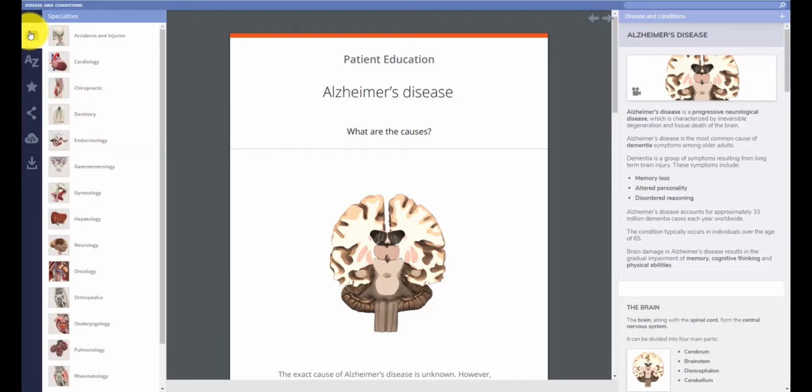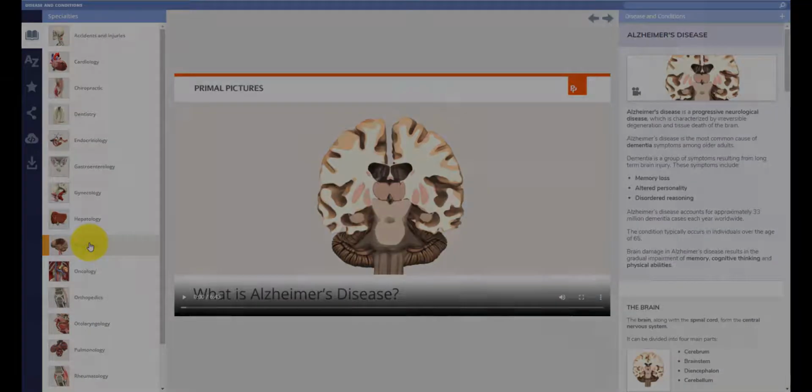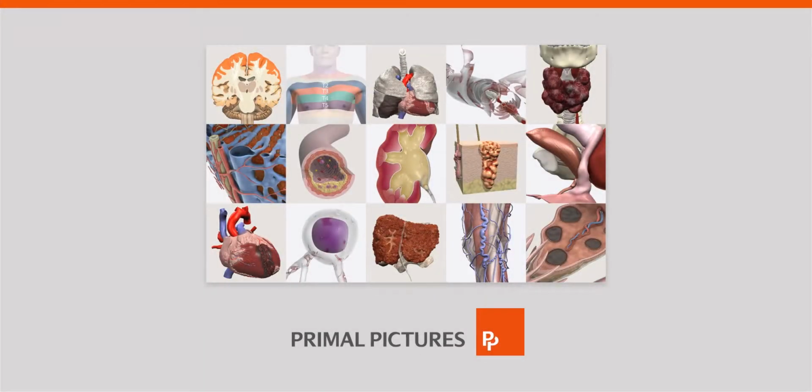In summary, D&C provides a comprehensive and powerful tool for teaching and learning about conditions. It is perfect for any environment, including an exclusively online or distance learning curriculum, and is a wonderful complement to the portfolio of AMP content Primal Pictures offers. And that brings us nicely to the end of this video.